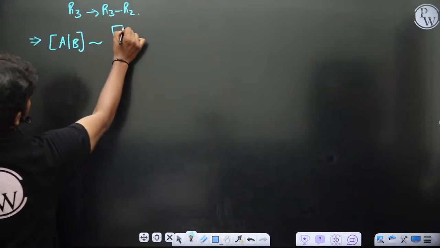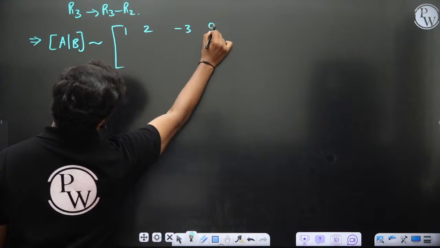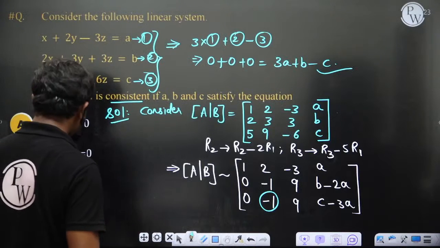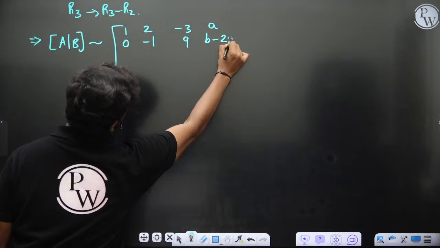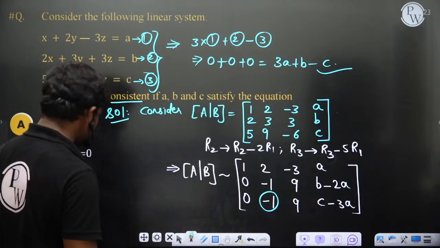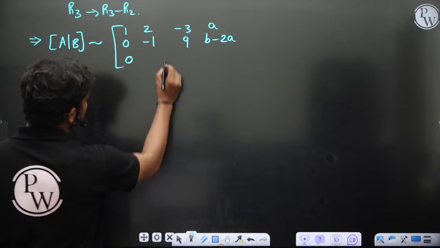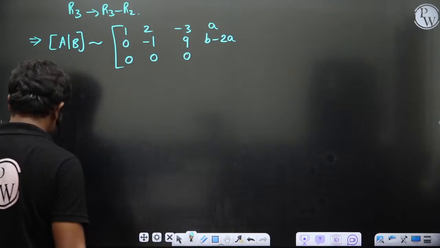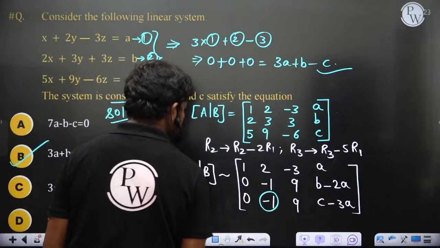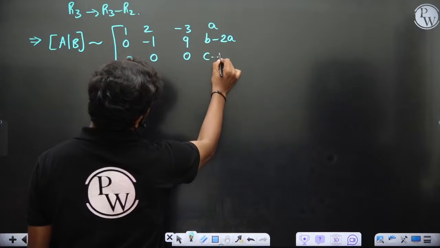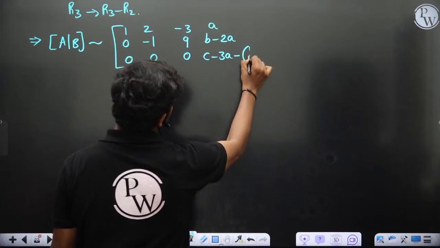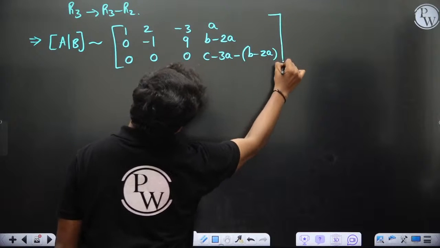You have 1, 2, minus 3, A; 0, minus 1, 9, B minus 2A; 0, 0, C minus 3A plus B minus 2A. Now if you perform the transformation R3 minus R2: 0 minus 0 is 0, minus 1 minus of minus 1 is 0, 9 minus 9 is 0, then C minus 3A minus (B minus 2A). This would be the matrix of course.